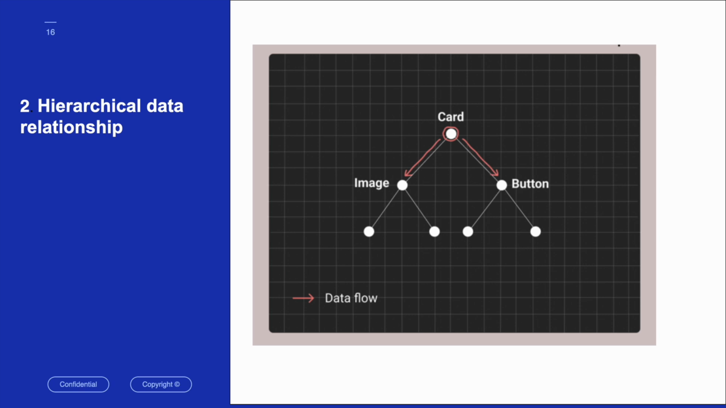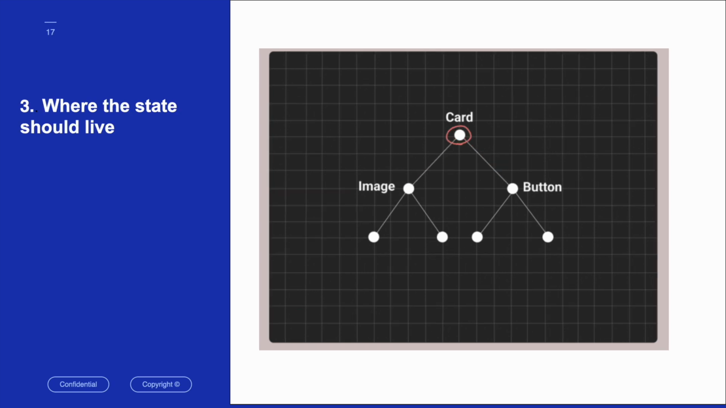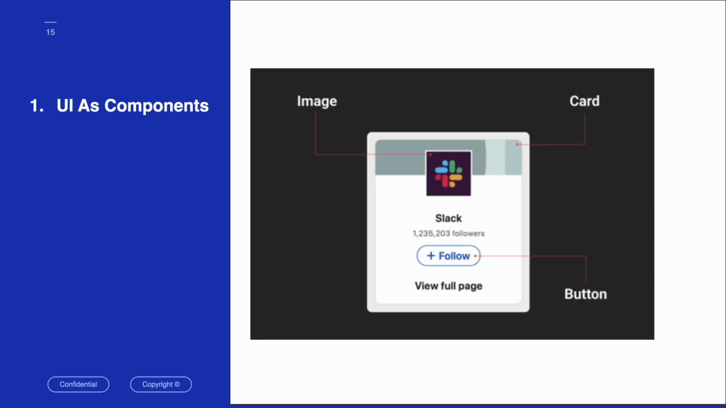Since this is a small component, it's easier and better to understand how exactly the data is being passed, and how your card component is being structured. So let's move on. The next question is where exactly the state should live. As you can see, the card component is at the top level, so the entire state is going to reside there, and from that card component we would be sending information to your image as well as your button component. Based on that, we're going to design this particular card component.